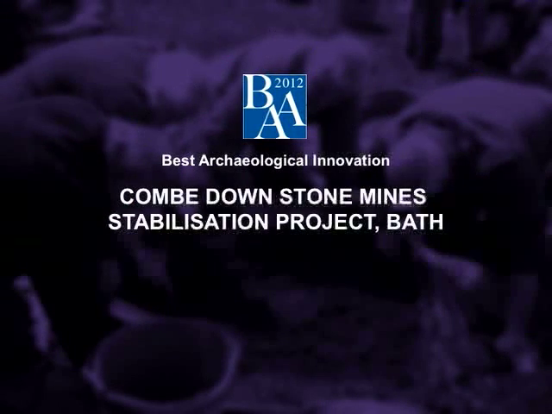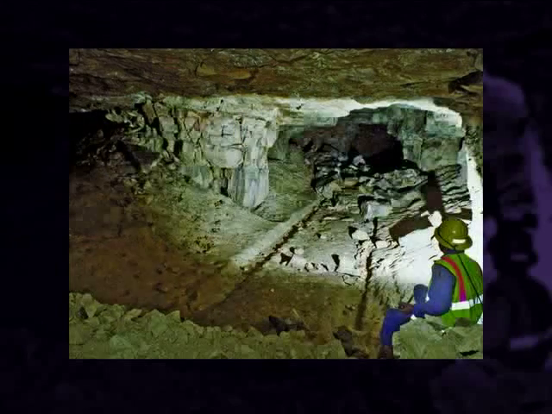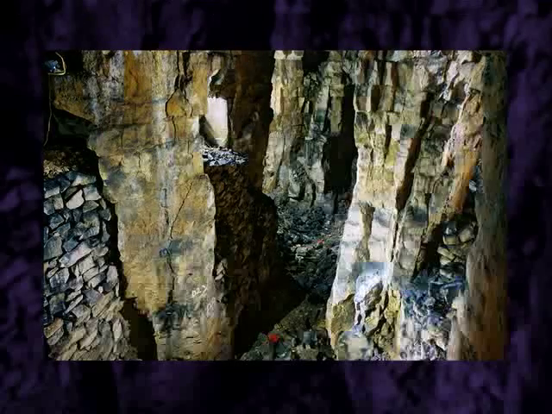Best Archaeological Innovation. Coombe Down Stone Mines Stabilization Project, Bath. The hills of Coombe Down look solid enough from the surface, but between 1730 and 1860, the bedrock below the turf was mined to provide the fine-grained limestone that was used as the main building material for the Golden Age of Bath. Coombe Down thus saw the development of the first large-scale underground stoneworkings in England, the legacy of which is some 18 hectares of underground workings.